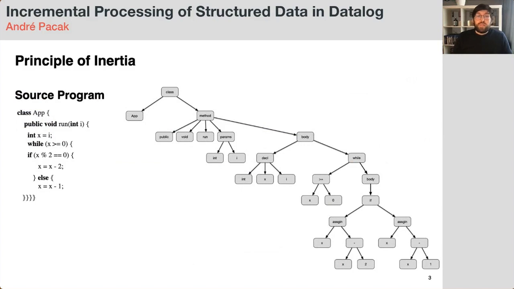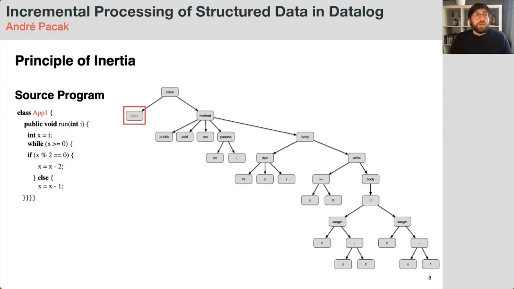To illustrate the principle of inertia, let's have a look at parsing a program. On the left-hand side we have a Java program, on the right-hand side we have the constructed AST. What if we change the class name from app to app1? Well, the syntax node that contained the class name changes, but everything else remains the same.